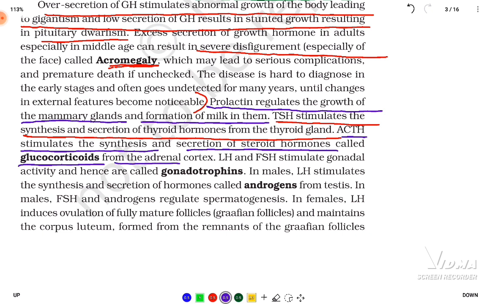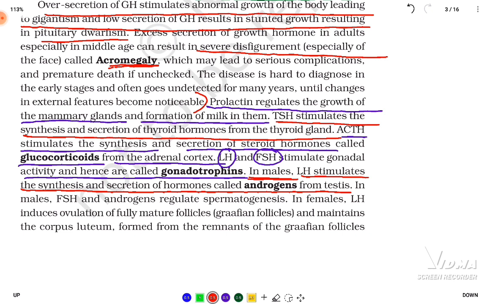From which part of the body is it released? The adrenal cortex, which is present on the kidney. So from the adrenal cortex, glucocorticoids, which are steroid hormones, are released by ACTH, adrenocorticotrophin hormone. Now next, if you consider LH and FSH, luteinizing hormone and follicle stimulating hormone stimulate the gonadal activity and hence are called gonadotrophins. We have already discussed that. Now specifically in males, LH stimulates the synthesis and secretion of the hormones called androgens from the testes.